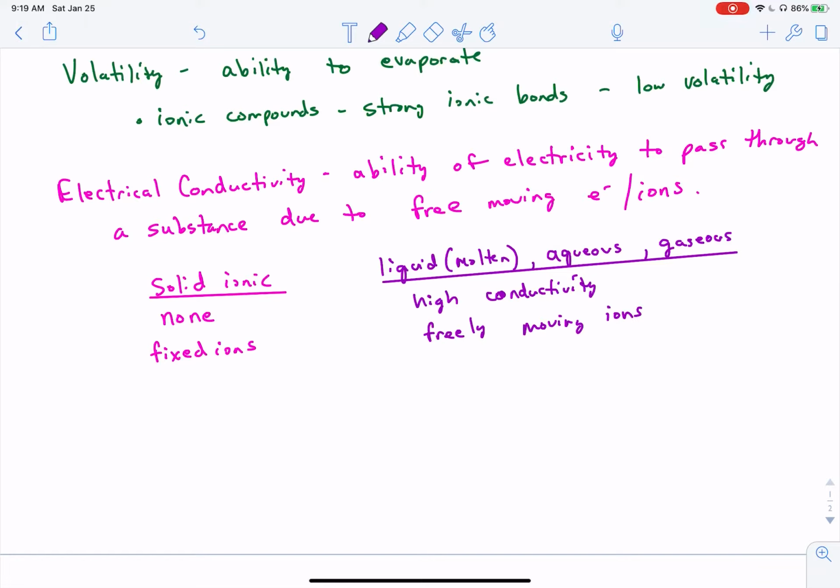And so not all the attractions are broken, but enough of them are broken that it's not a solid crystal lattice anymore. It is able to kind of freely slide across each other in that state. Aqueous is another idea. Aqueous water surrounds each ion and breaks apart the crystal lattice so that the ions are separate enough that electricity can pass through them.